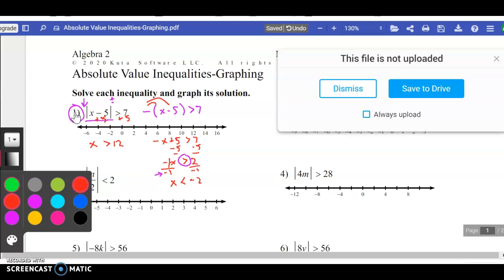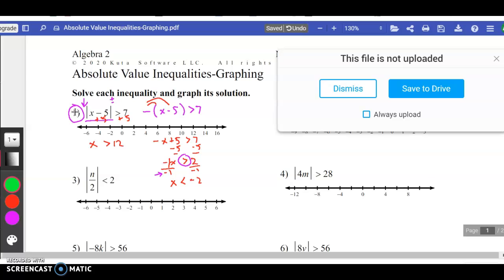So now to graph this, let's go with bright green. I have x is greater than 12, so I go to 12. It's greater, that means open dot, and I'm shading everything that way. I also have x is less than negative 2, so I go to negative 2. Again, it's a less than, so it's an open dot, and I'm going to shade everything in that direction. And I'm done with that problem.